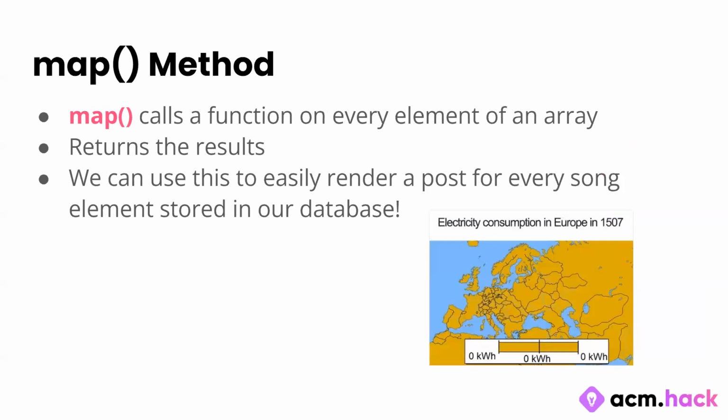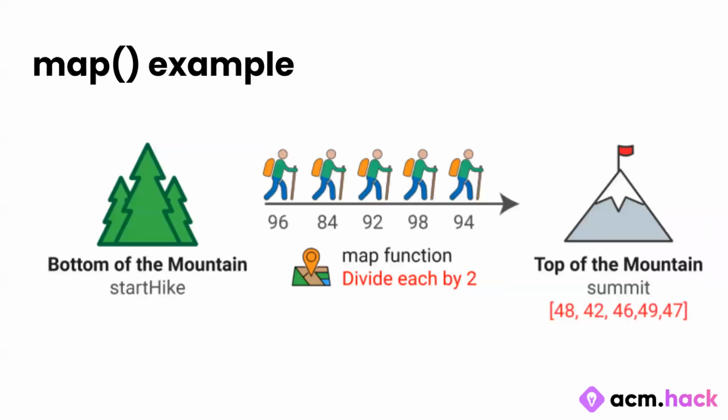In particular, we're gonna use something called a map method. Map calls a function on every element in an array and returns the results. So we can use this to render a post for every song element that we have in our database.